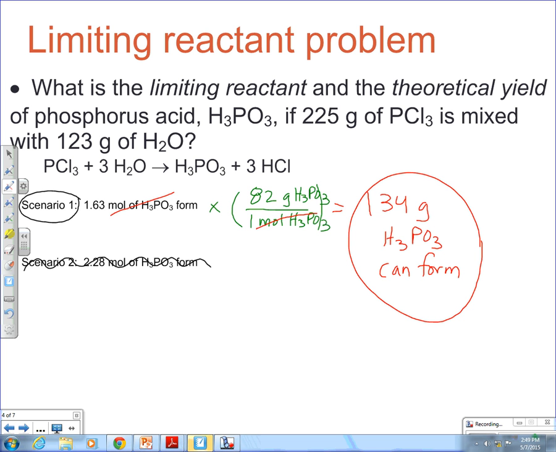So that's it. We determined the correct limiting reactant. We based all of our calculations on that limiting reactant. And now we have our true theoretical yield. And this chemist now understands that 134 grams is the maximum amount of phosphorus acid that could be formed.